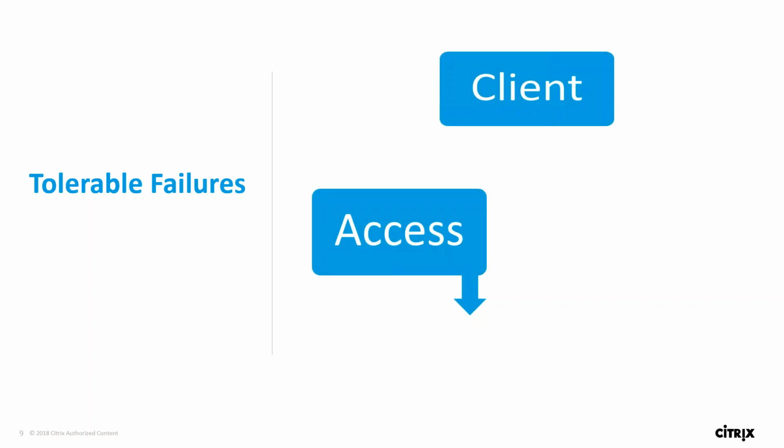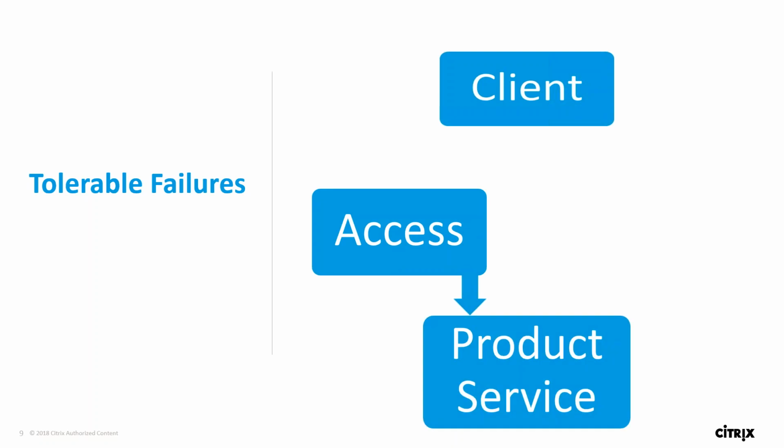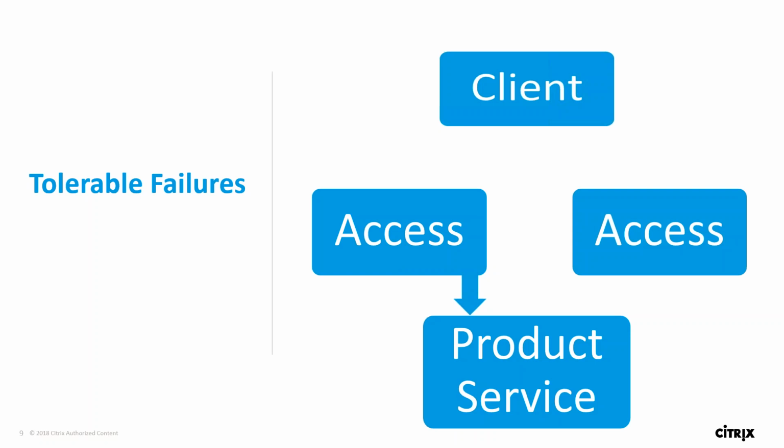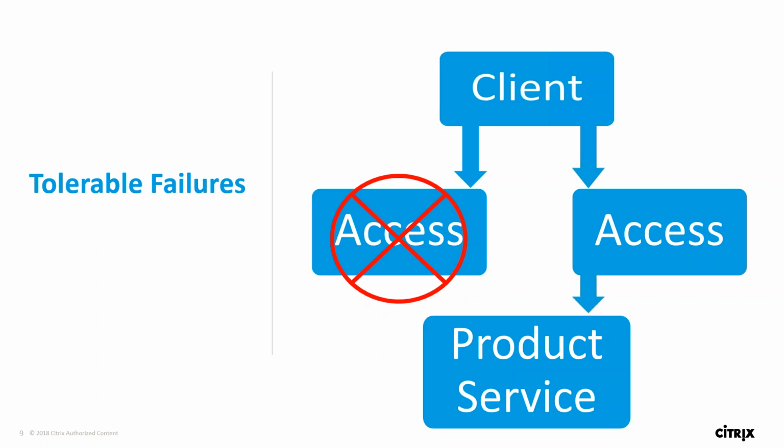And so we have the client trying to access the products and services. If that access goes away, we're in trouble. So what we want to do is create high availability, or create another path or route for that access. And that's what we get with the ADC.